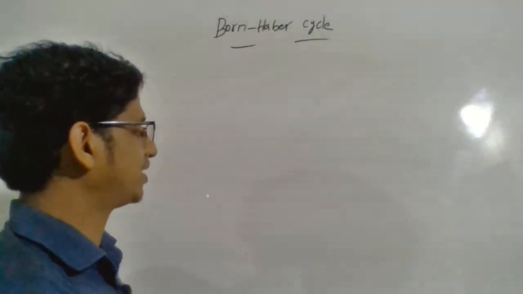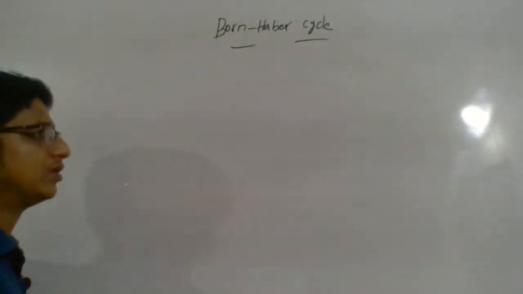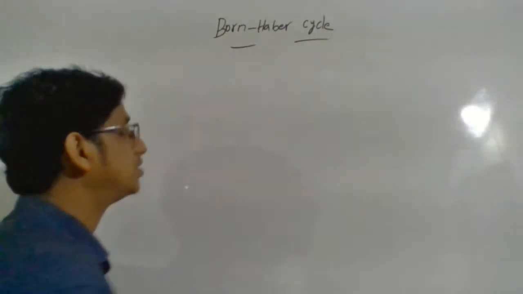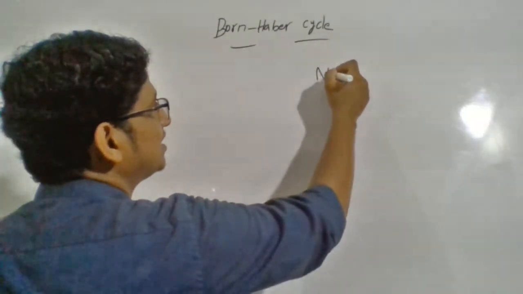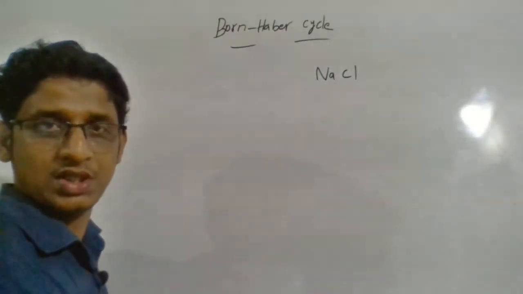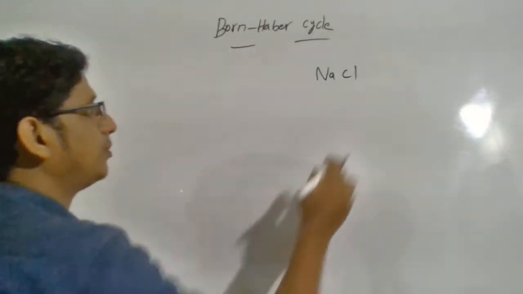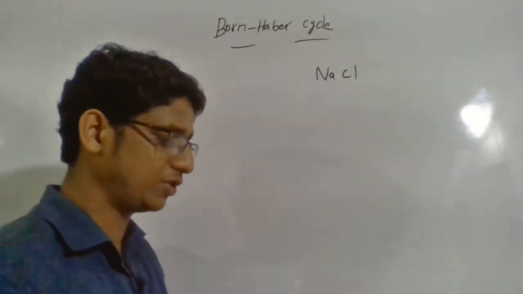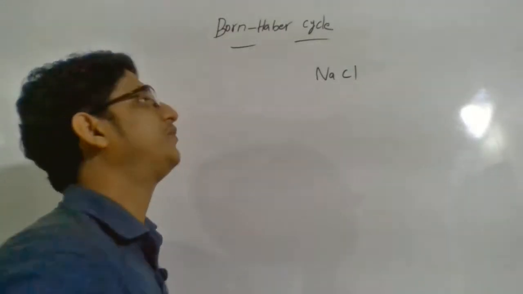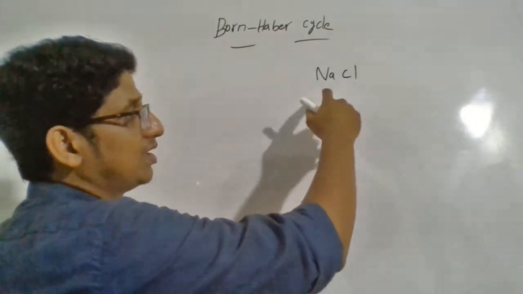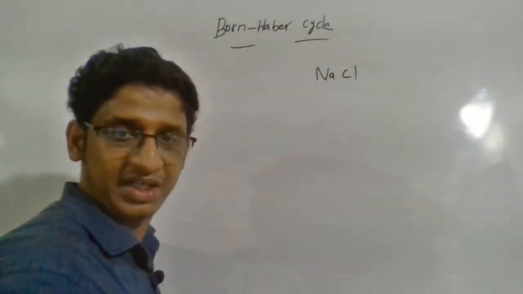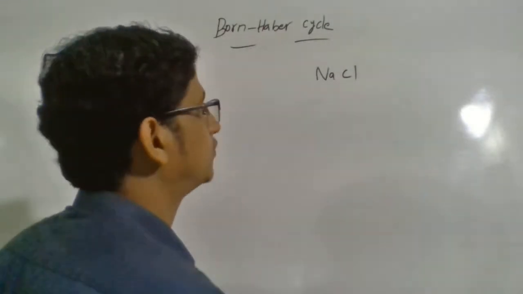The Born-Haber cycle actually talks about the formation of an ionic compound. Let us always learn with the simplest compound, sodium chloride. So let us think how sodium chloride forms. If you talk about enthalpy of formation of any compound, how can you write it? The first important factor, you have to choose the kind of elements, and the elements should be in the standard state of aggregation or in the stable form.